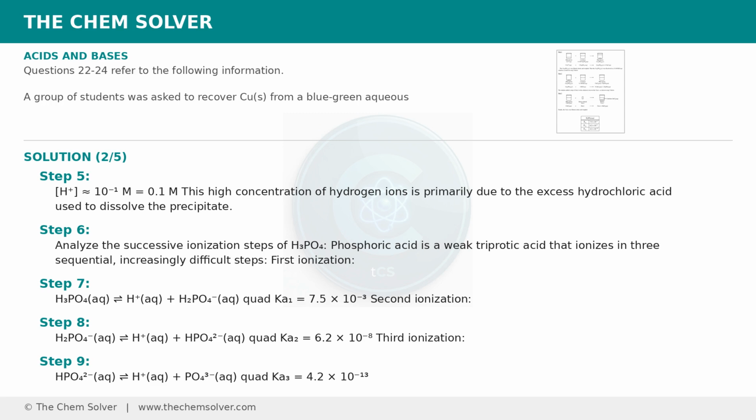Second ionization: H2PO4- is in equilibrium with H+ and HPO4 2-, Ka2 equals 6.2 times 10 to the power minus 8. Third ionization: HPO4 2- is in equilibrium with H+ and PO4 3-, Ka3 equals 4.2 times 10 to the power minus 13.